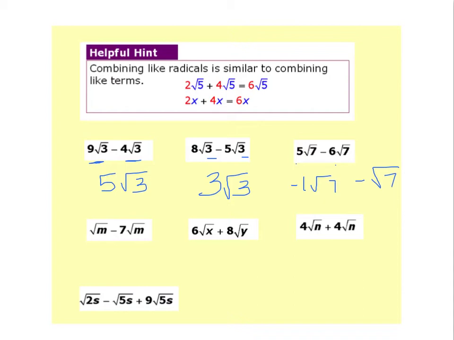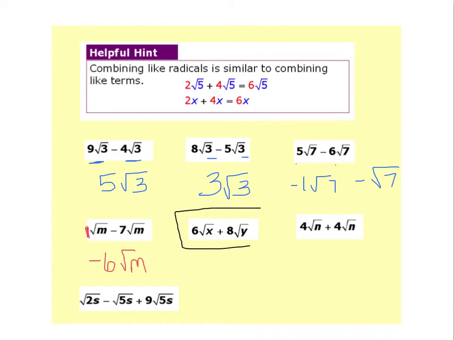The next example down, we've got just the square root of m minus 7 times the square root of m. Now, that might get confusing to you, but remember, in math, we have hidden number 1s in front of all of our variables, and that's just the same here. So 1 minus 7 is negative 6. So it's negative 6 radical m.